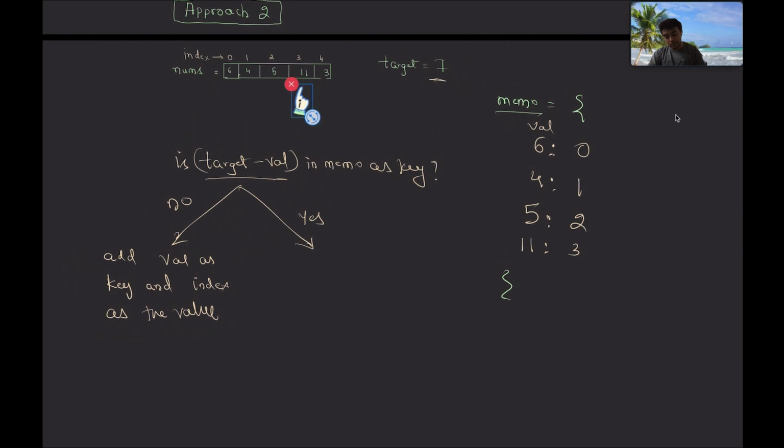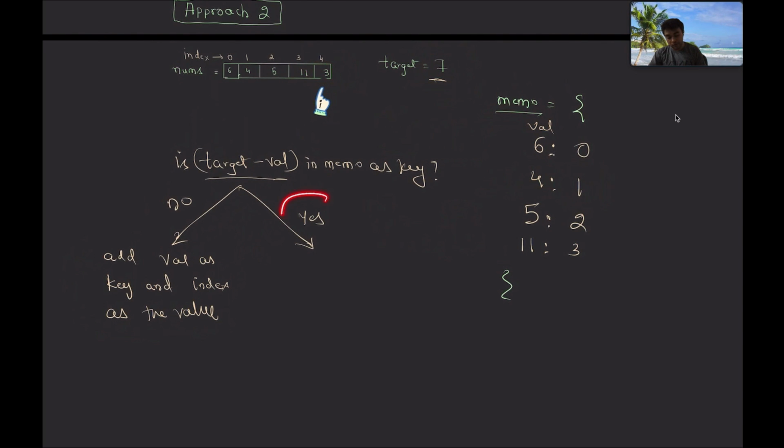So let's continue. Is target minus value inside the memo? If we add up 3 and 4, we get back 7. So what do we return in this case? The index of 3, which is 4, and the index of 4, which is 1. So we can either return 1, 4 or 4, 1. So that's why this approach is very effective, where we use this memo to register or record the values.